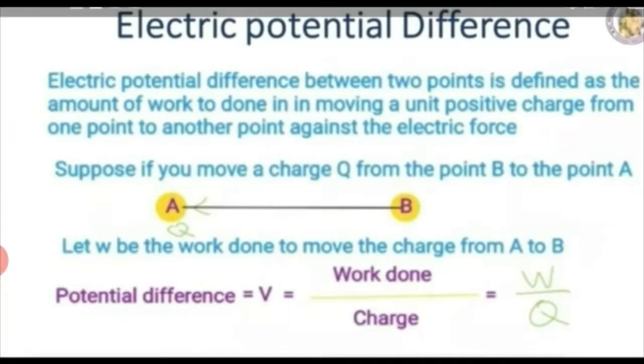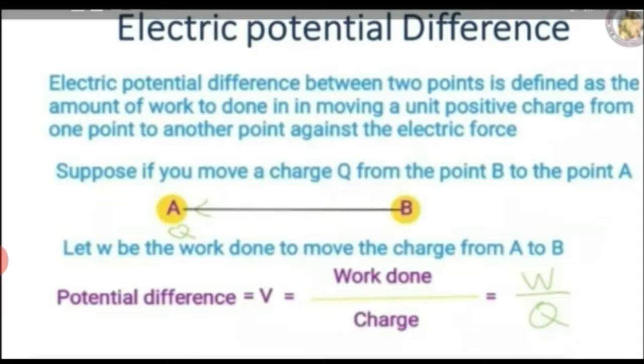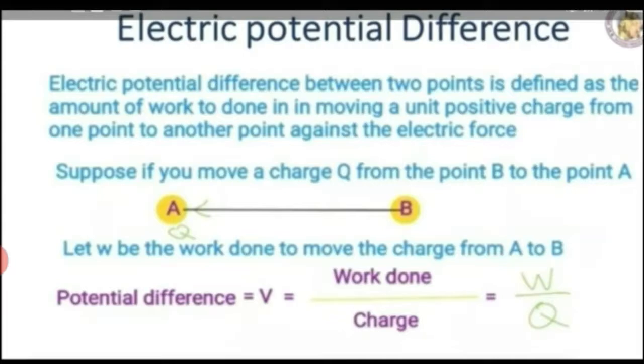Next, what is electric potential difference? Electric potential difference between 2 points is defined as the amount of work done in moving a unit positive charge from one point to the other point, that is against the electric force. It is defined as the amount of work done in moving a unit positive charge from one point to the other point. You can see this diagram.